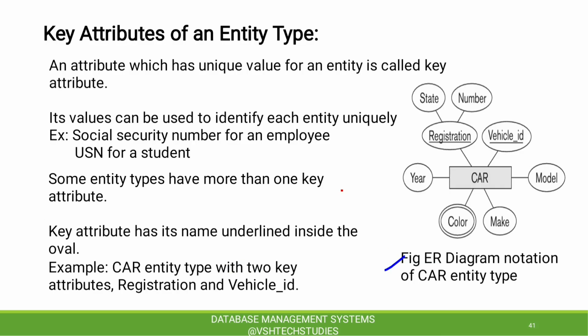This figure shows ER diagram notation of car entity type. Vehicle ID, model, make, year are simple attributes. Among these simple attributes, vehicle ID is the key attribute also. Next, registration ID or registration number is a composite attribute which is further divided into state code part and number part. And color is the multivalued attribute which has a minimum of one color and a maximum of two colors, which were shown in the value set.